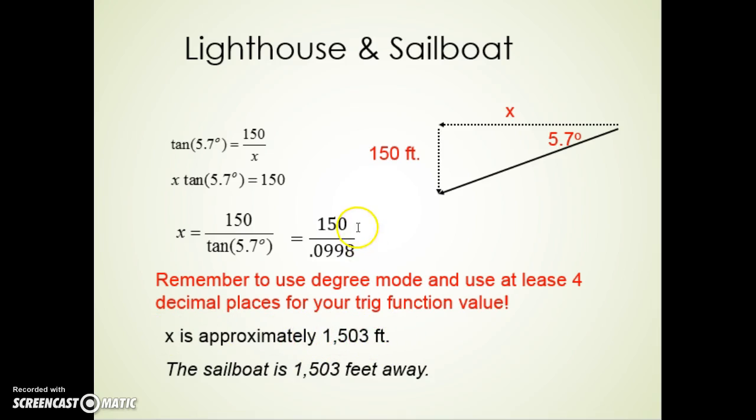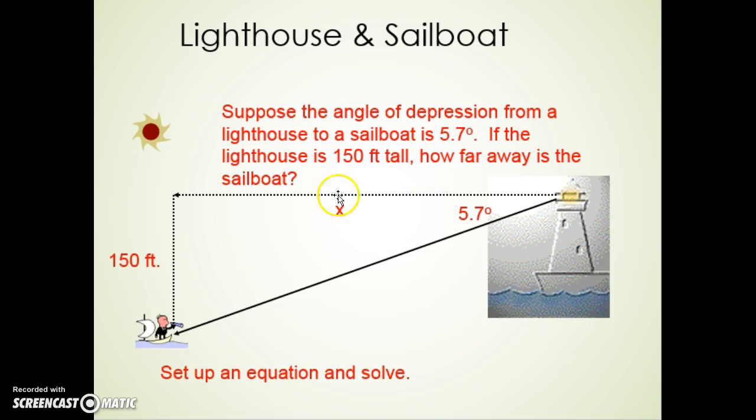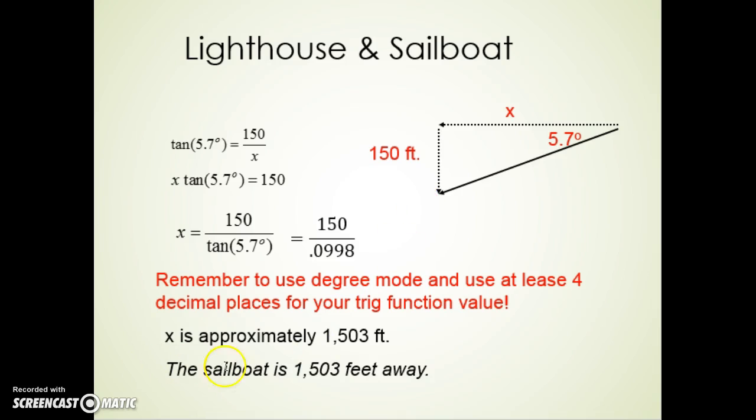So here, 150 divided by 0.0998, which is the tangent of 5.7 degrees, is approximately 1,503 feet. Remember, when they ask in words, we answer in words. So your answers on these should be a well-written statement, just a short one, that makes good sense according to what they ask and is grammatically correct.